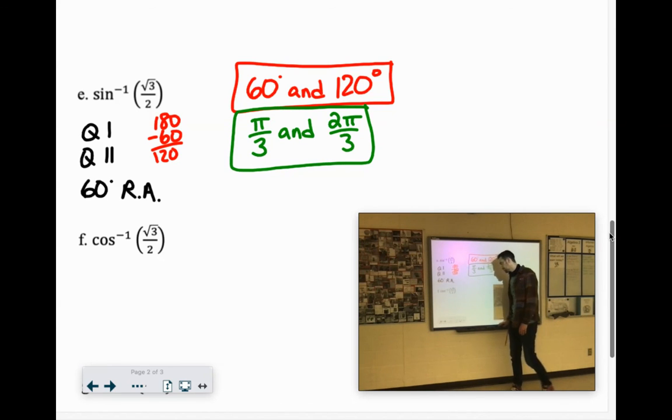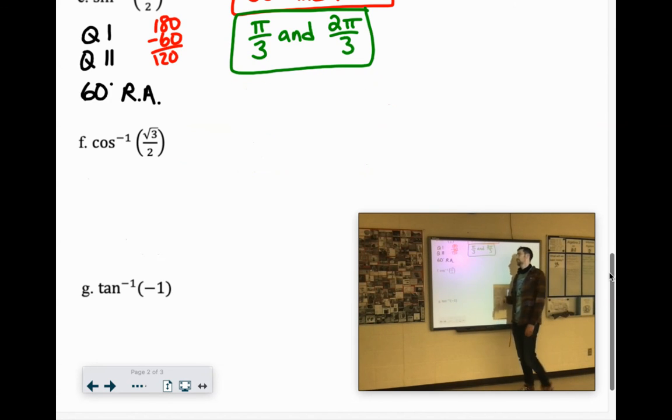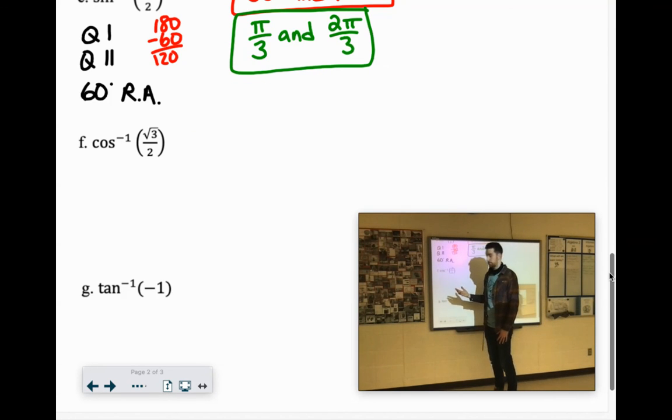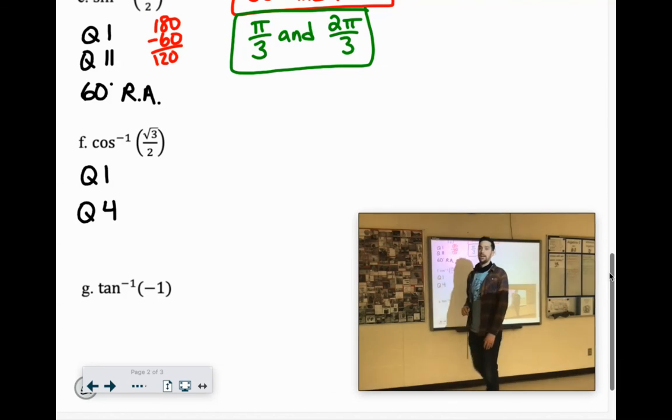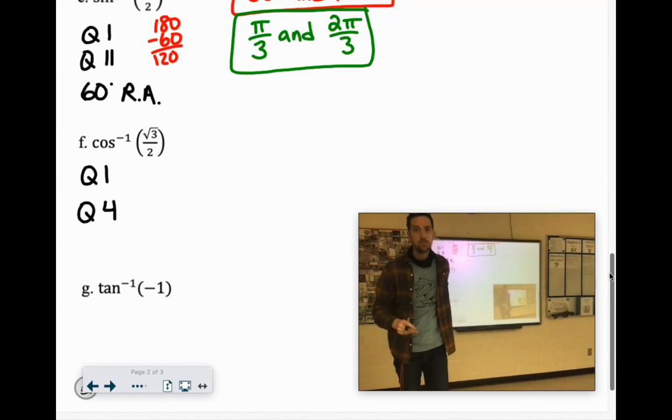Awesome. How about when the cosine equals positive √3/2? Cosine is our x. So when is the x positive? In quadrant 1 and in quadrant 4. How can we have the x, which is our left fingers, how can we have 3 fingers on the left? I'm running out of time. To be continued.